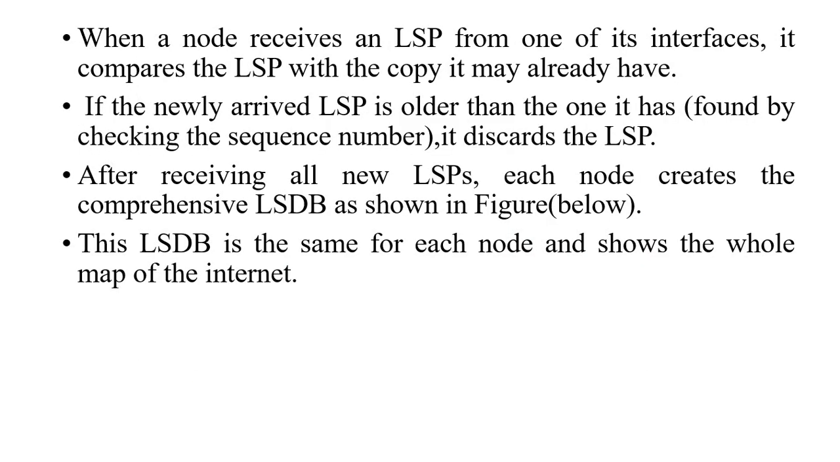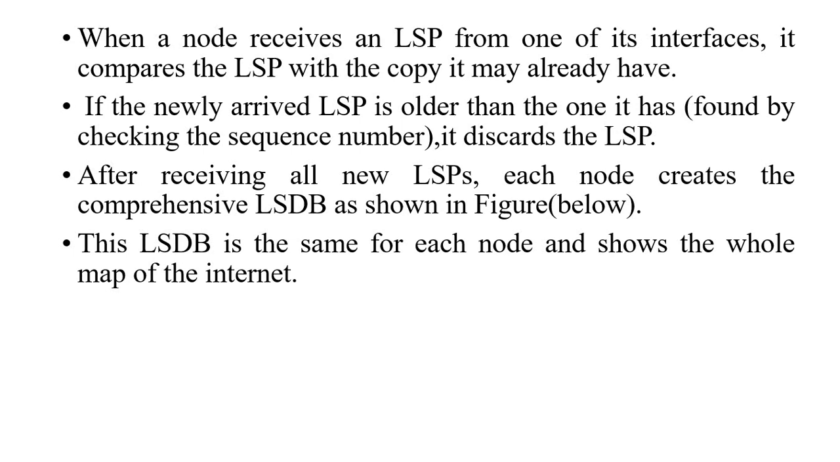And every node normally will be having a link state packet. The link state packet will be having the neighbor router and its cost value. So when a node receives an LSP from one of its interfaces, it compares the LSP with the copy it may already have, and if the newly arrived LSP is older than the one it has, it will discard it, otherwise it will copy the data.